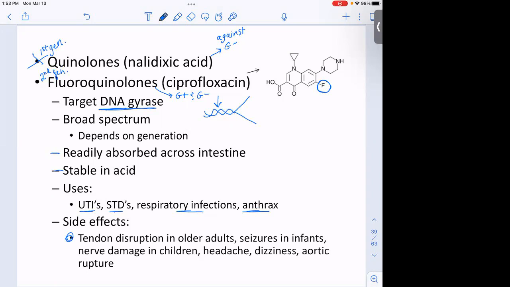And when used in infants, it has caused seizures or nerve damage. So we don't give fluoroquinolones to children, and in general, don't give them unless, again, other things haven't worked. Okay, aortic rupture, right? That would be bad, right? So, again, potentially serious side effects there.